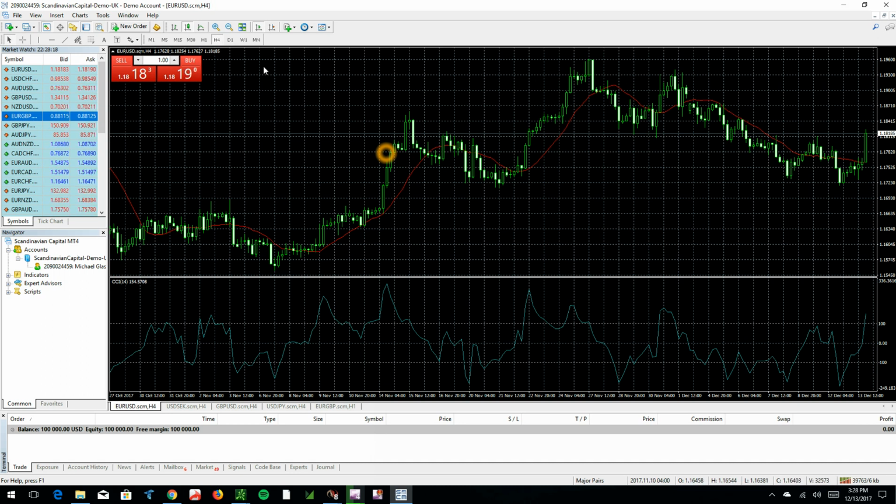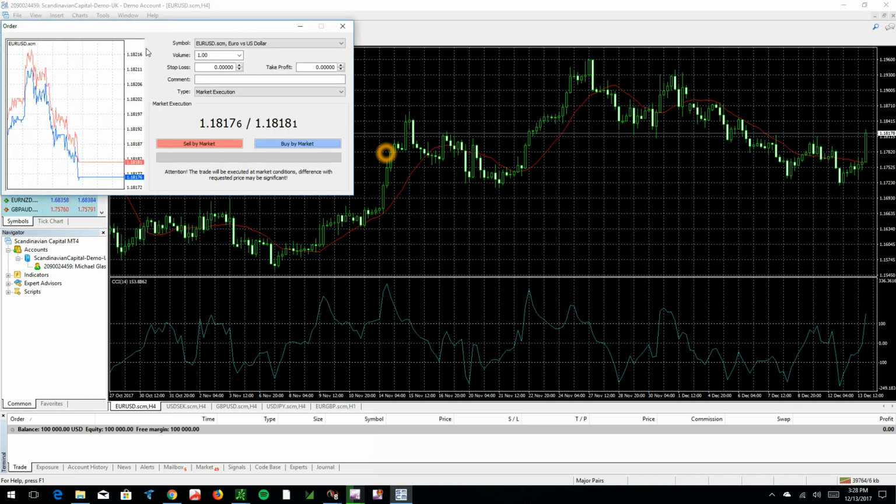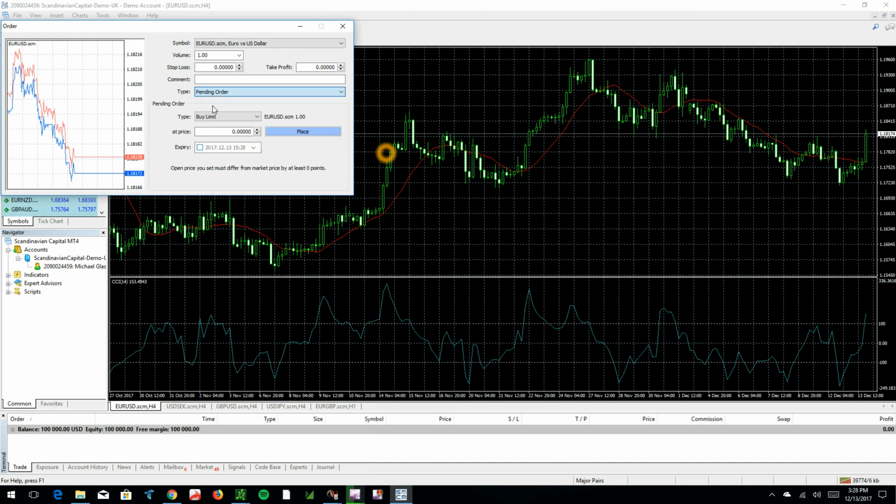So I'm just going to go over here to new order. And remember, a limit is something where we're looking for a specific price. A buy limit is when we want to get in below the current price. So I'm going to change this from market execution to a pending order, and you can see now our limit and stop orders are there.